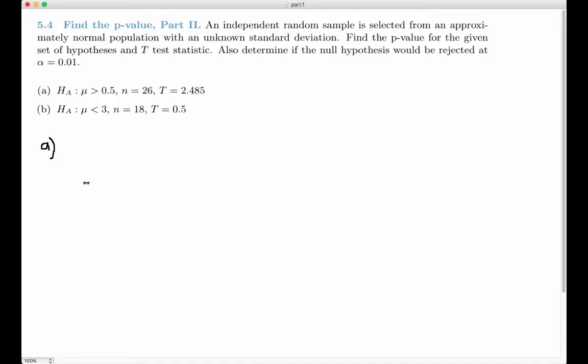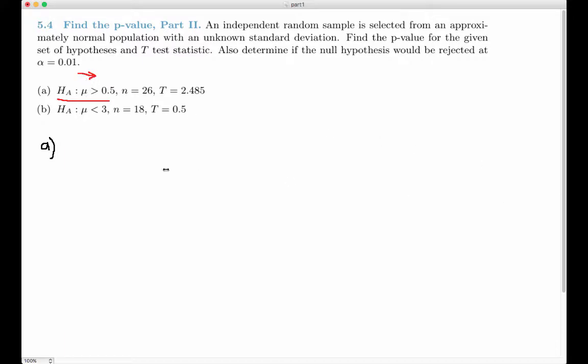And our instructions are to find the p-value for the given set of hypotheses and the t-test statistic. Also determine if the null hypothesis would be rejected at the level of significance set to 1%. So in part A, the null hypothesis is missing, but they gave us the alternate, because that's really the only one we're going to need to determine our direction of extreme. And we see that it is a greater than, which means we are one-sided to the right.